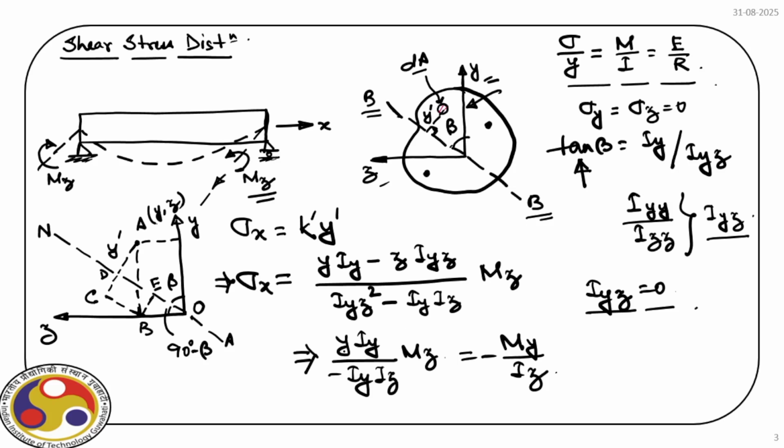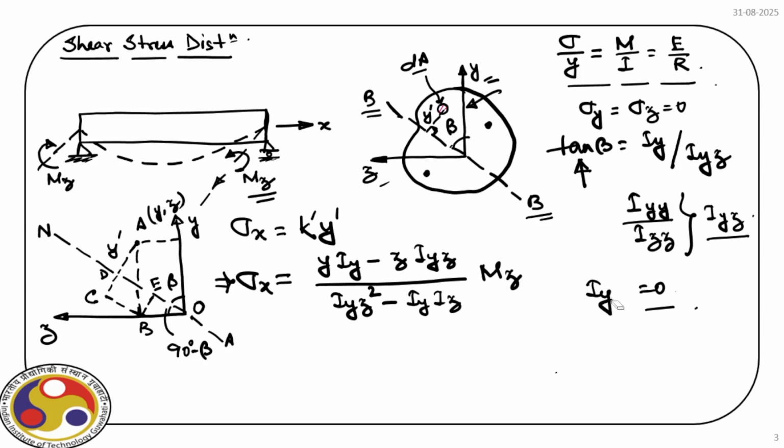So effectively we have to remember this expression of sigma x and tan beta. If we recall these two expressions for any arbitrary section, we can now plot the bending stress distribution. So our main objective is to find out the bending stress. For that, this expression and this expression, these two are extremely important. Using these two, we can plot the bending stress distribution.